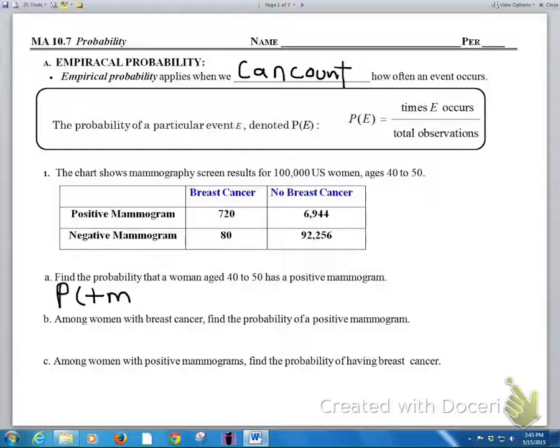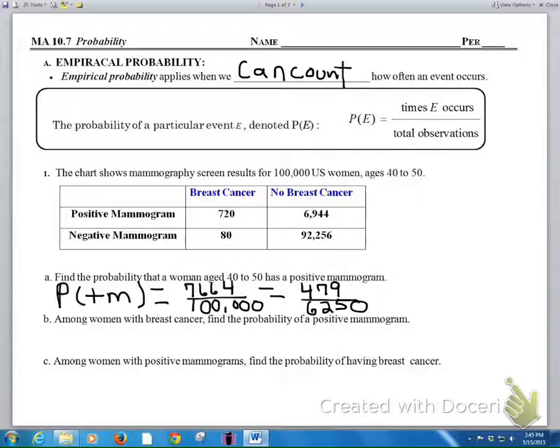So it says find the probability that a woman age 40 to 50 has a positive mammogram. So you want to add up all the positive mammograms. So you want to add the 720 plus 6944, and that's over your 100,000 women. And then you reduce the fraction. And there's your probability. And you can just reduce on your calculator. If you have the graphing calculator, go math, fraction, fraction.